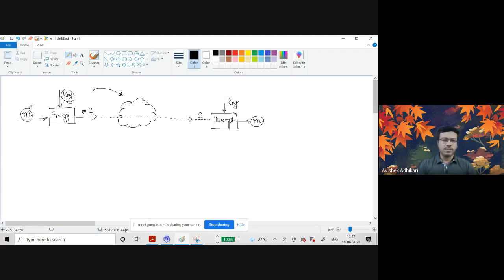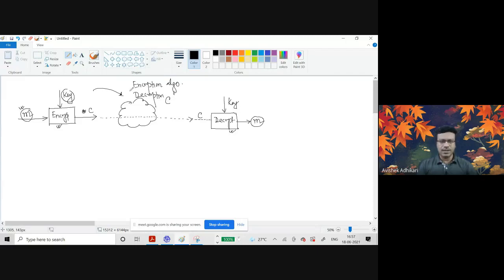That means the plain text is certainly not known to the attacker, but the algorithm for encryption as well as decryption is known to the attacker. Since the ciphertext is traveling through an insecure channel, the ciphertext is also known to the attacker. So the attacker knows the encryption algorithm, the decryption algorithm, and all the matters related to them, and he also knows C.